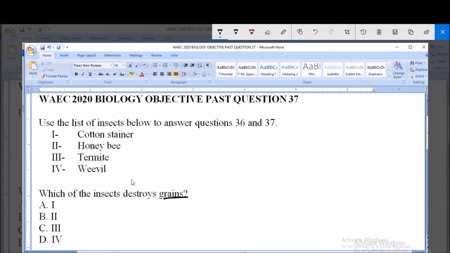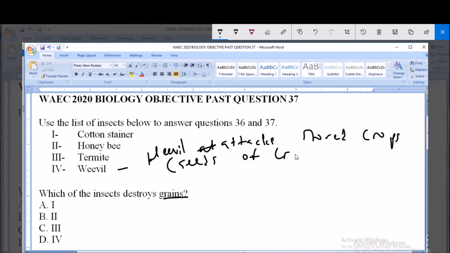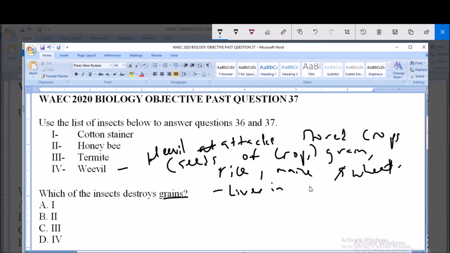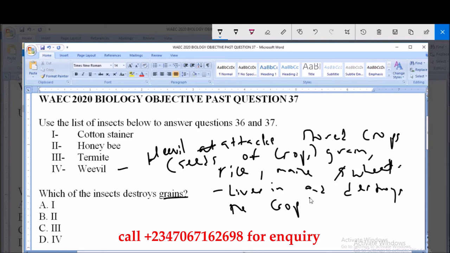Now, the weevil attacks stored crops, and in this case, it is seeds of crops, that is the grain. And examples of these crops attacked by weevils include rice. So the weevil specifically is known for destroying grain, and another feature of the weevil is that it lives in and destroys the crop, in this case grain, at the same time.